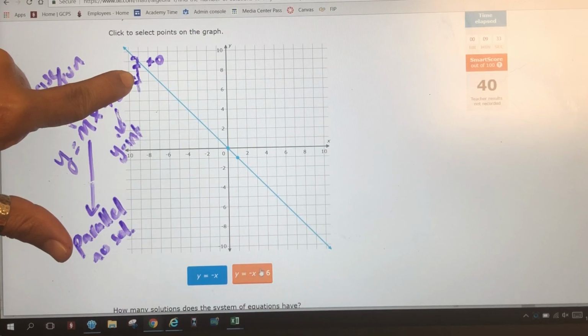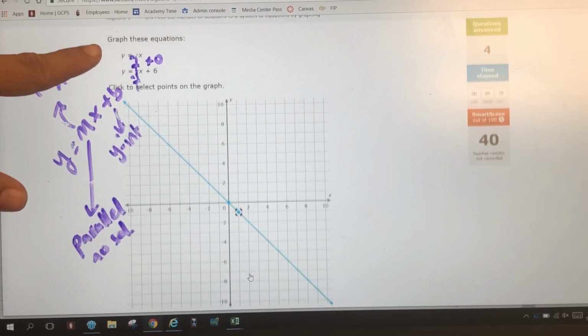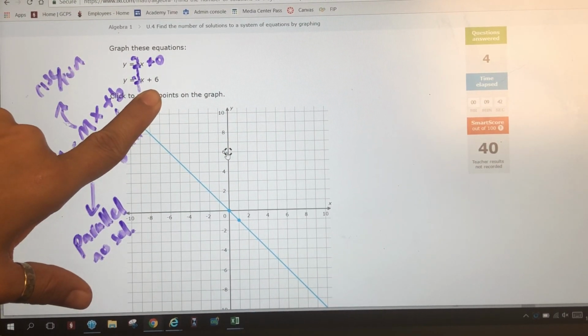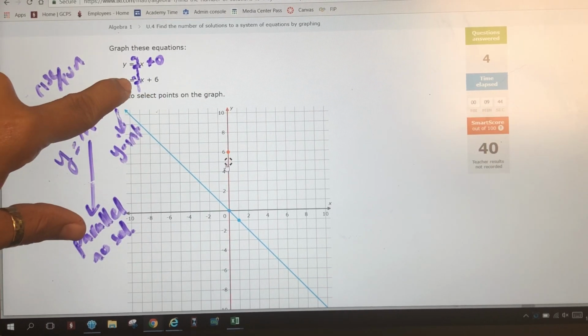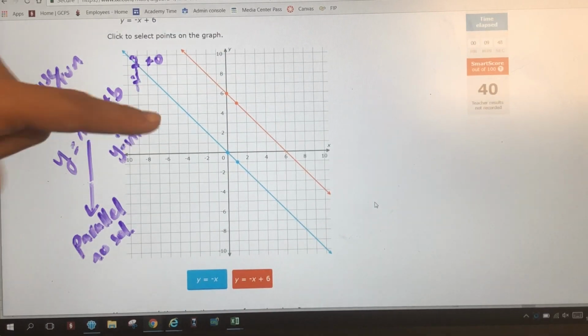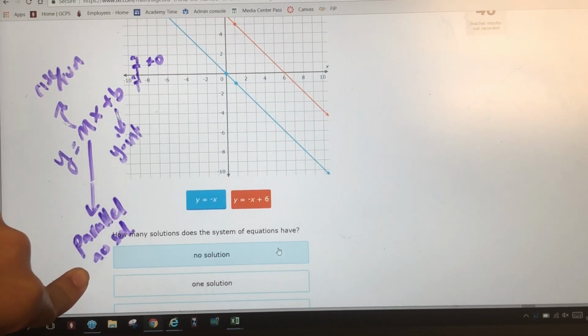My second line, so I click on my second line. Oh, I don't even have to look up there, but I wrote it down, so I'm going to look up there. My second line, I start at 6, so my y-intercept is 6. Then I'm going to go down 1, right 1. Look at the 2 lines. Is there a solution? If they're parallel again, there's what? No solution. So if they're parallel, it's no solution.